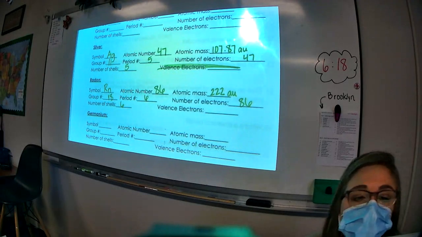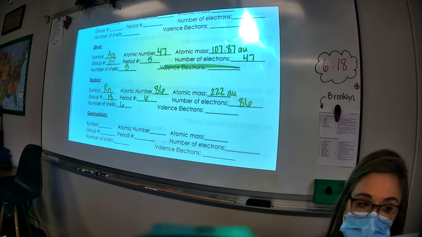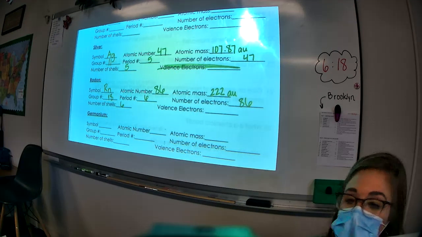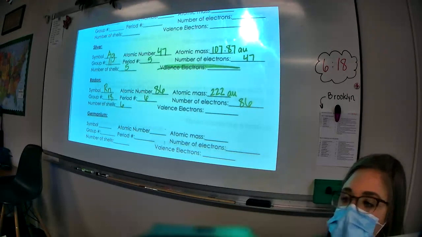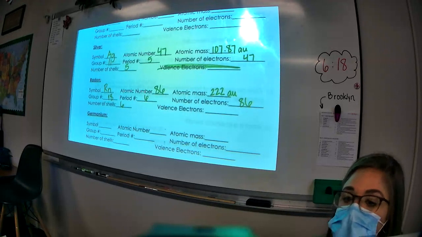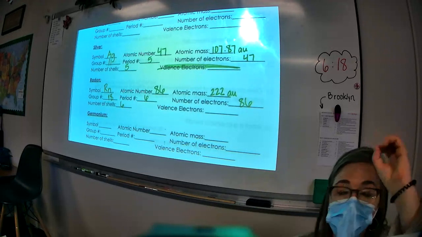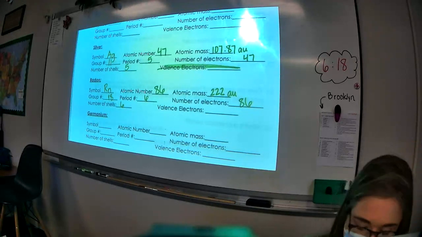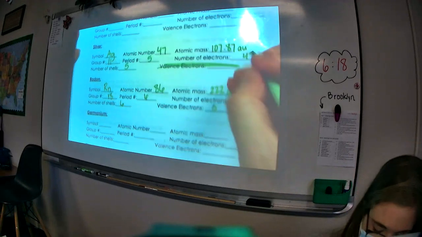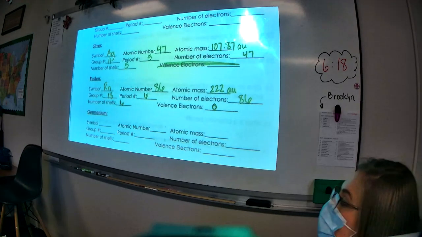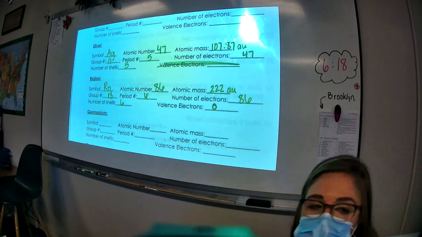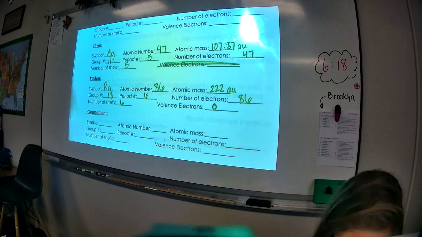And then this one, we actually are going to fill out the valence electrons. Because it's a noble gas, how many valence electrons will it have, class? 0. Good. All the shells are full, so it will have 0 valence electrons. All the noble gases have all full shells and therefore 0 valence electrons.